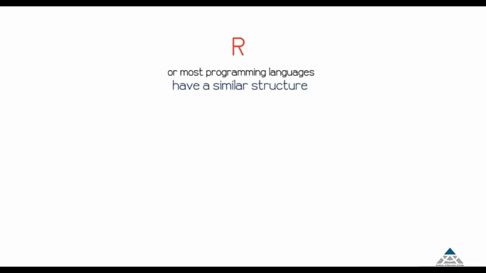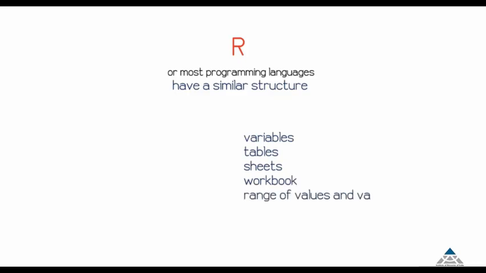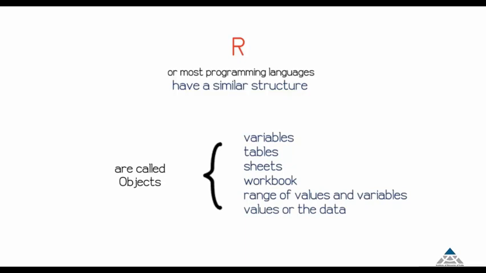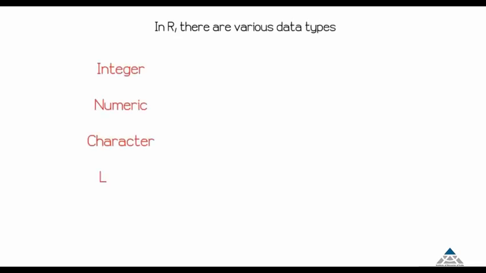In R, these values, variables, tables, sheets, workbook, or say this column, which is a range of values and variables, are called objects. The lowermost in the hierarchy of objects are values or the data. In R, there are various data types. These can be integer, numeric, character, logical, and complex.